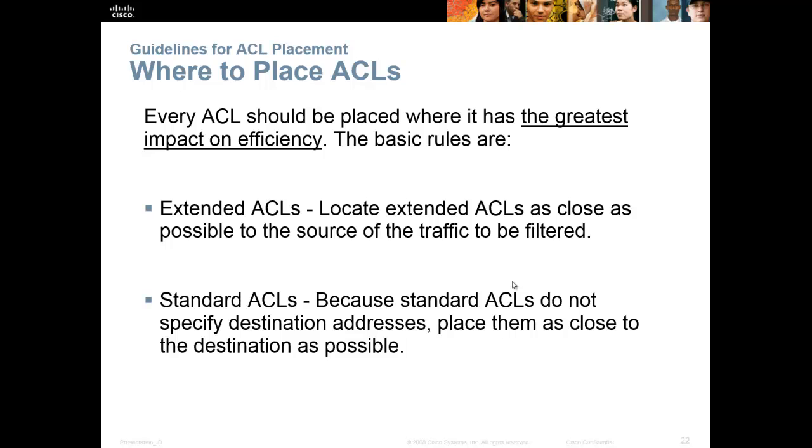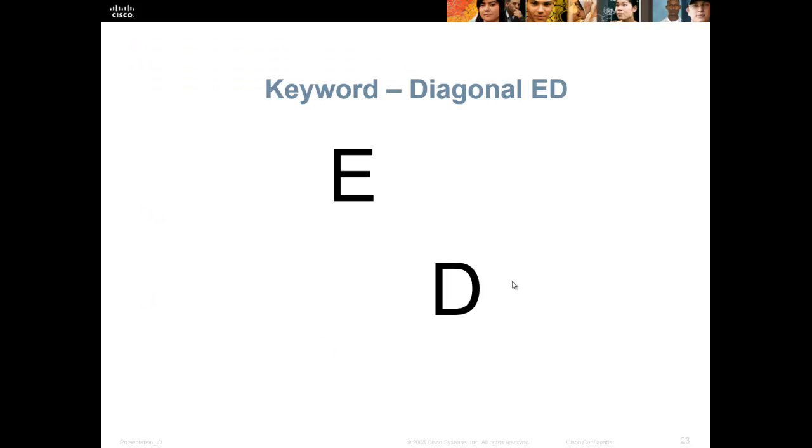So the way I've always remembered this is I write "ed" diagonally, and then I put an S here and then an S here. So extended goes closest to the source, and then standard goes closest to the destination. If you've got some other way that works for you, that's great, but this has always worked for me. I always just remember "ed" diagonally, and then put my S's in: extended closest to the source, standard closest to the destination.